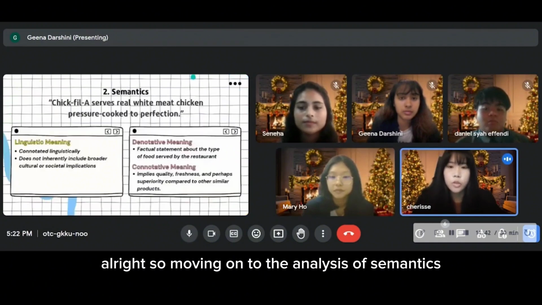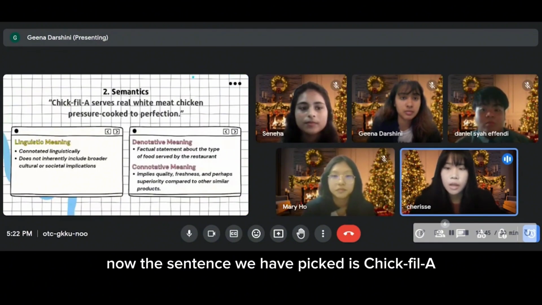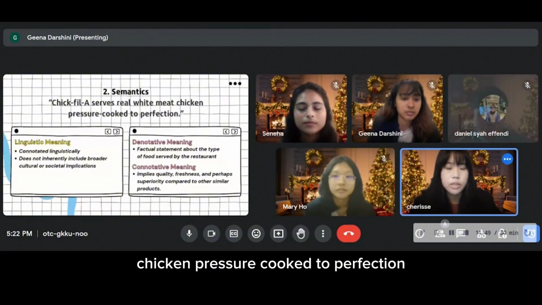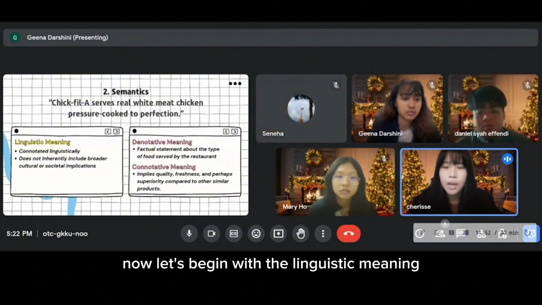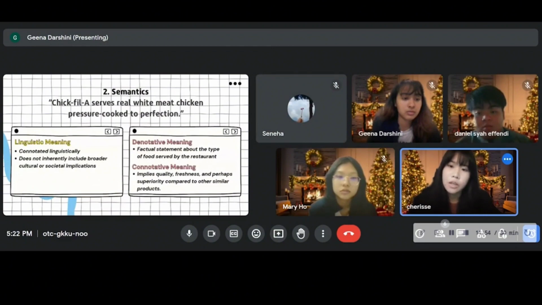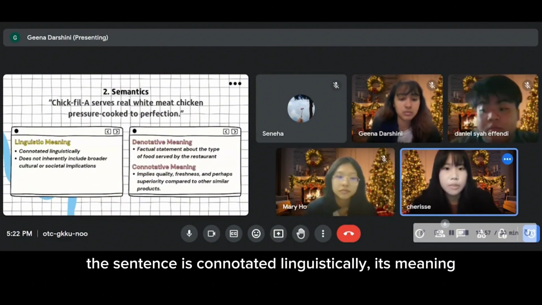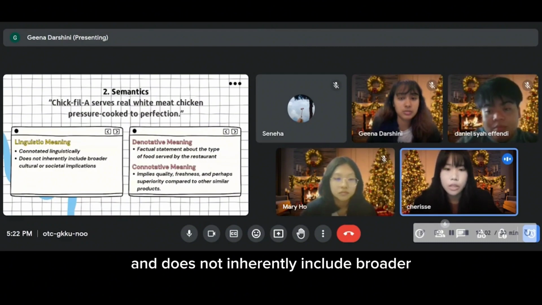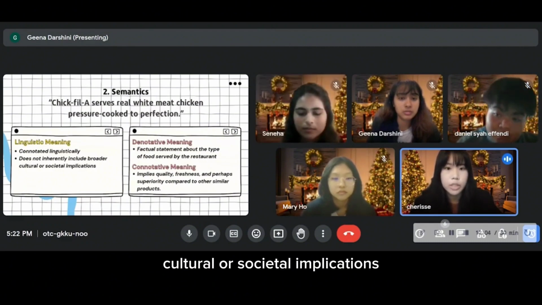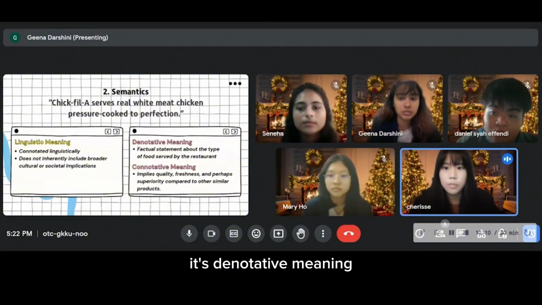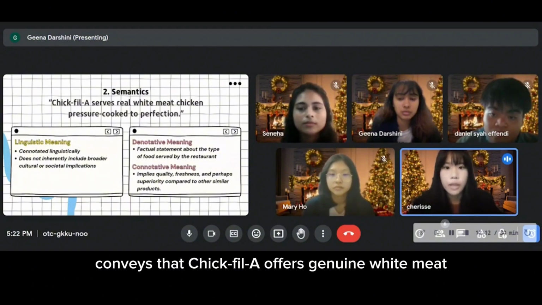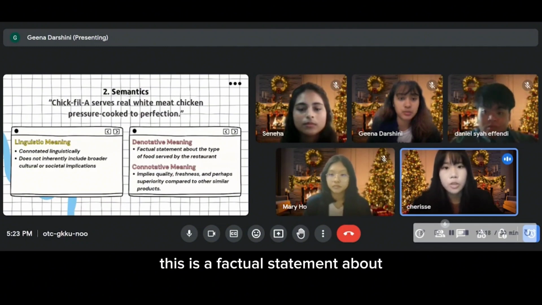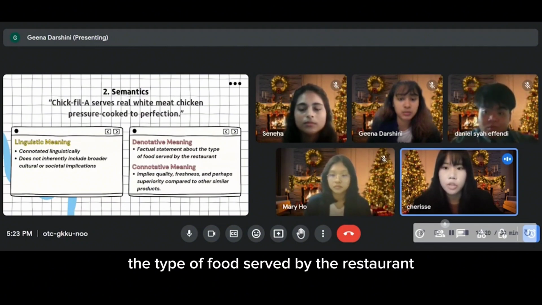Alright, so moving on to the analysis of semantics. Now, the sentence we have picked is Chick-fil-A serves real white meat chicken pressure cooked to perfection. Now, let's begin with the linguistic meaning. The sentence is connotated linguistically. Its meaning is centered on a linguistic description of the food and does not inherently include broader cultural or societal implications. Its denotative meaning, on the other hand, conveys that Chick-fil-A offers genuine white meat chicken that has been pressure cooked. This is a factual statement about the type of food served by the restaurant.